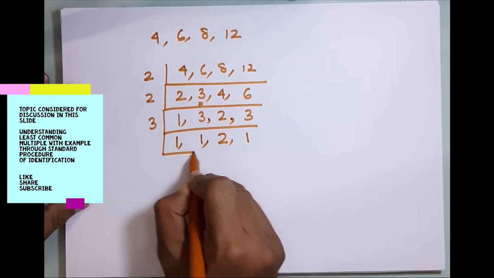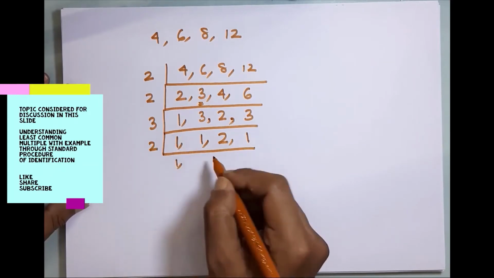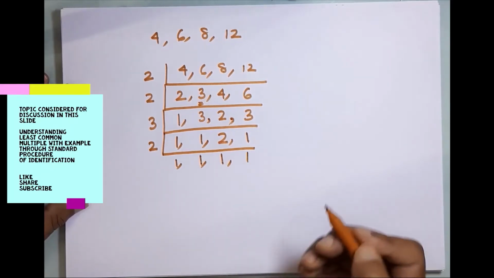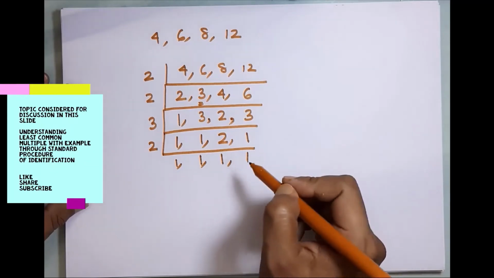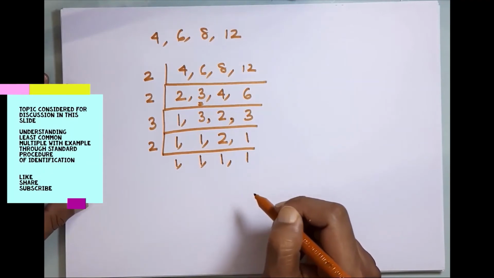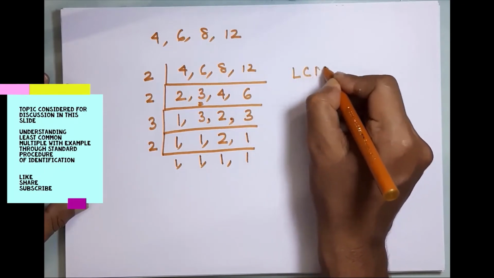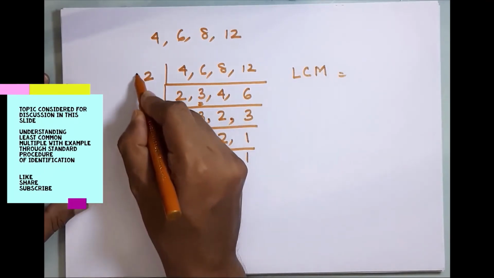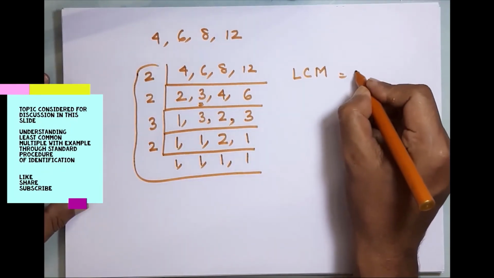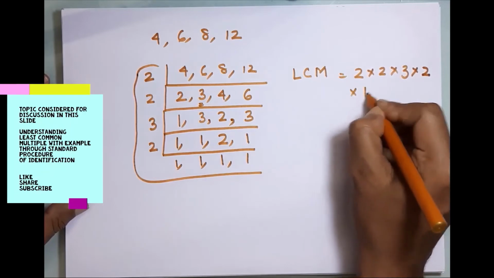We'll be able to achieve it if we divide this number series by 2. 1 cannot be divided, it will come down as it is, and the remaining 2 will become 1, and finally 1 will come down as it is. So now we have achieved our target of reducing all these numbers to 1 using the division method. Now the LCM of all these numbers will be the product of all these factors. So it will be 2 into 2 into 3 into 2 multiplied by all 1.